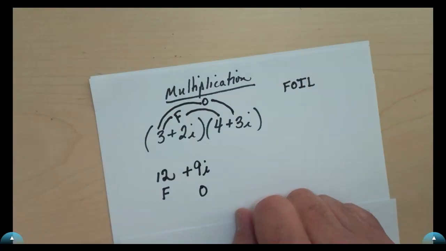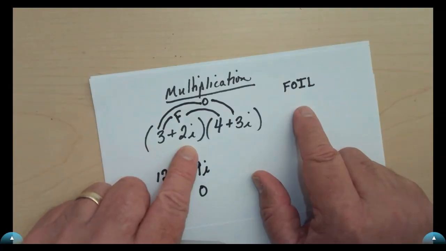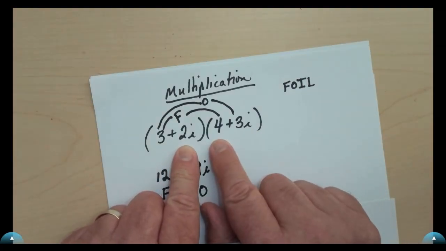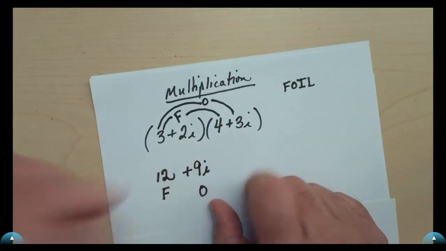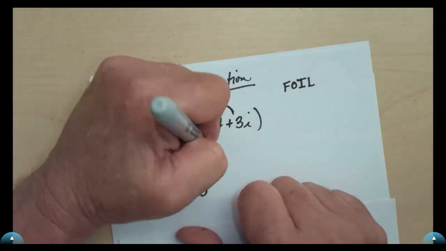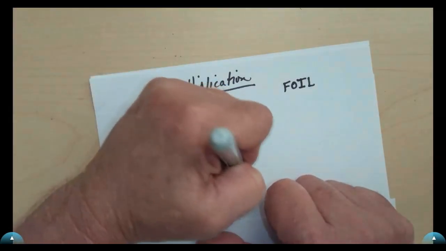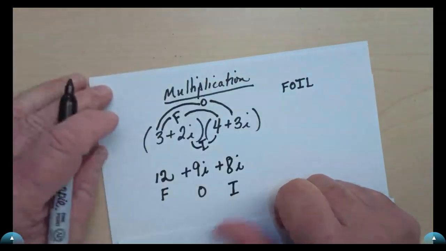Everybody with me? I for inner. Notice 2i is the innermost term in the first set of parentheses. 4 is the inner term in the second set. These are the terms that are on the insides of the 2 sets of parentheses. So we multiply inner times inner term. 2i times 4 is positive 8i. And that's the I, or inner part of FOIL.